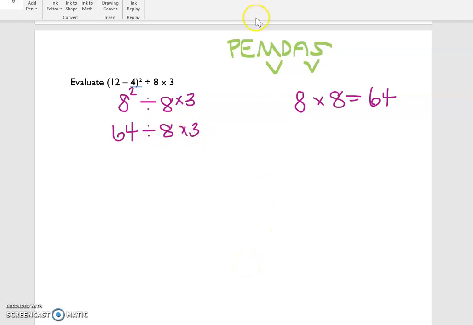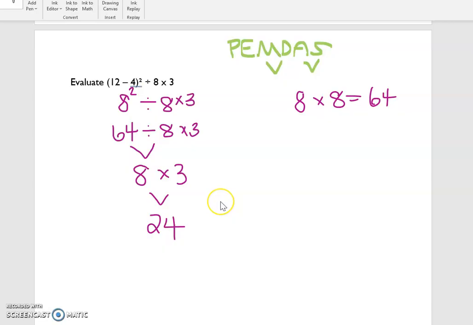Next set is I'm going to do multiplication and division. So even though PEMDAS shows M first, because division comes first, I'm going to do this division step first. So 64 divided by 8 will give me 8. And then last step is I will do my multiplication here, which is 24.